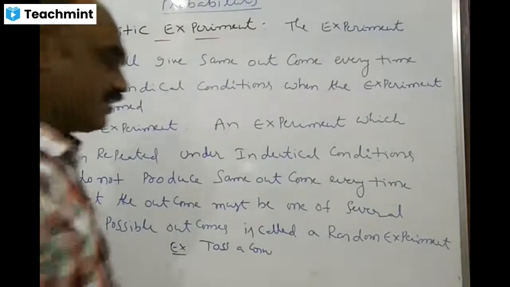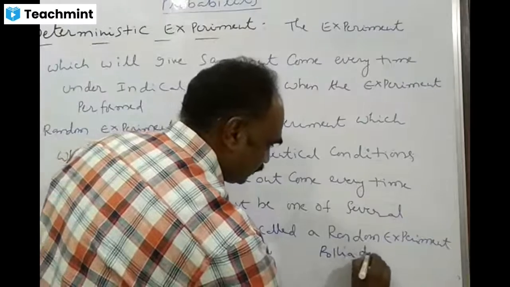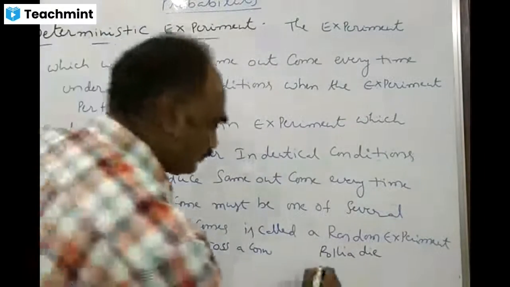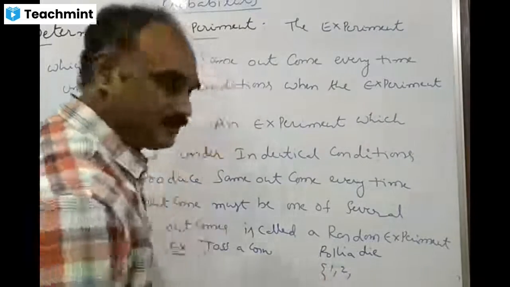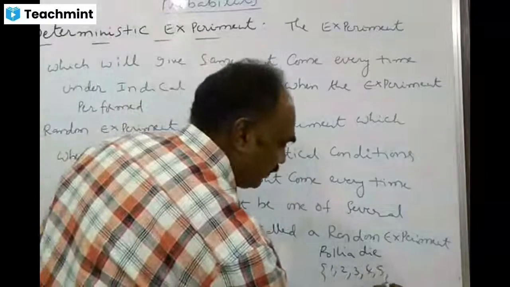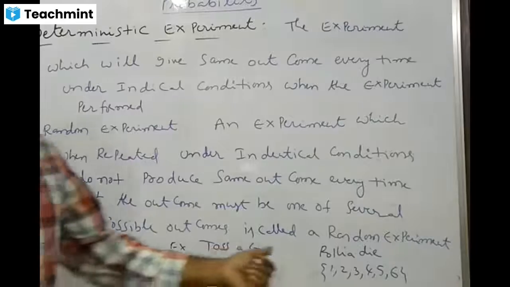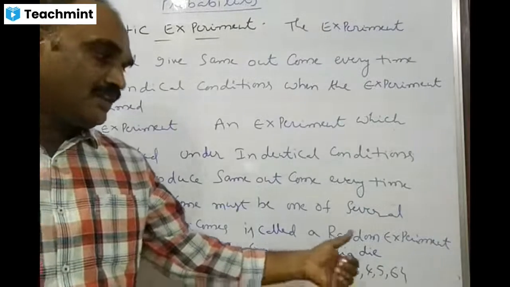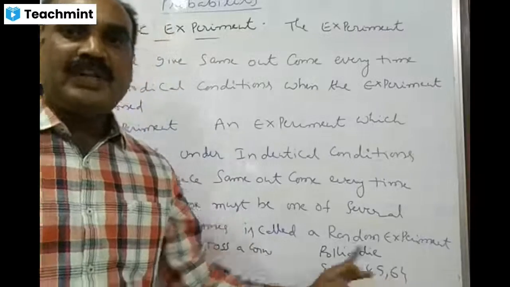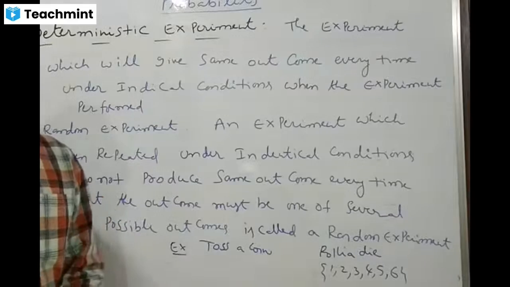Next, second example, rolling a die. Either one appears, or two, or three, or four, or five, or six appears. I don't know which one. But out of these six possibilities, definitely one appears. This is called a random experiment. These are examples of a random experiment.